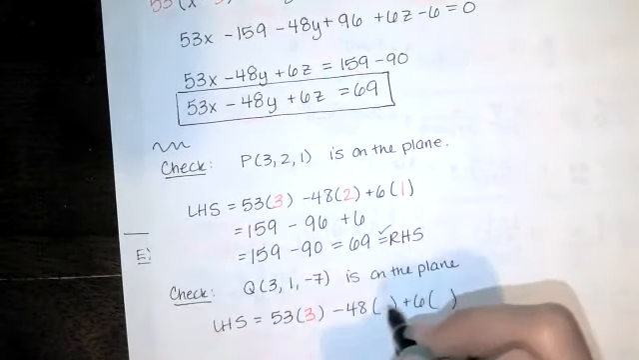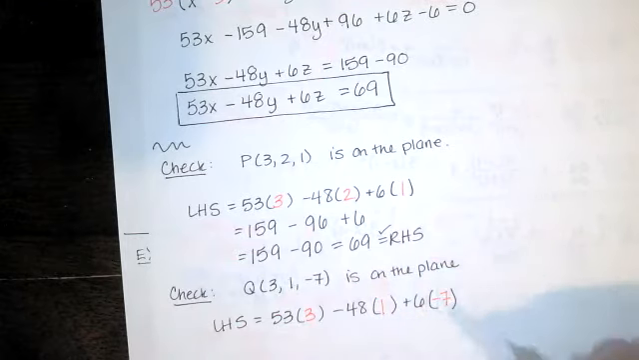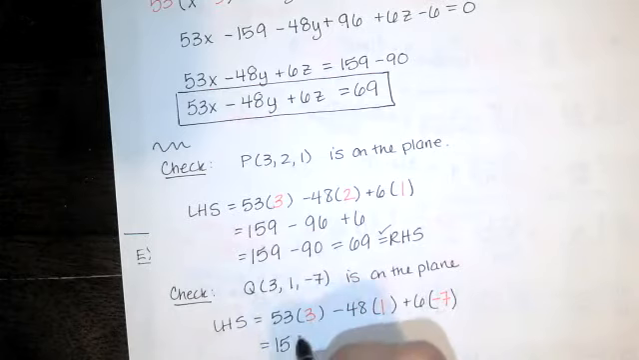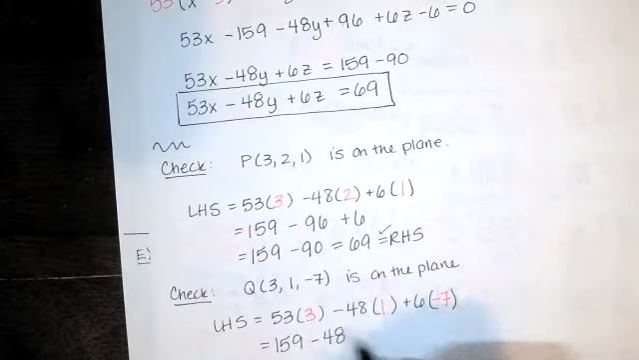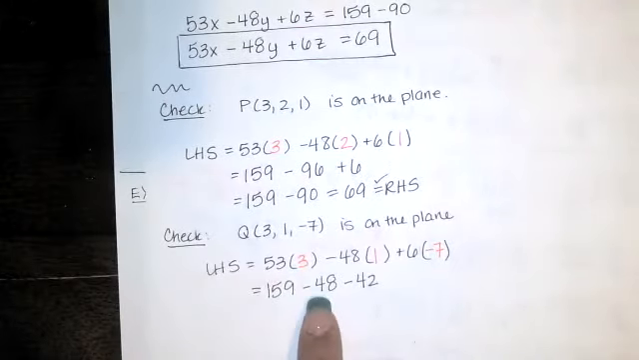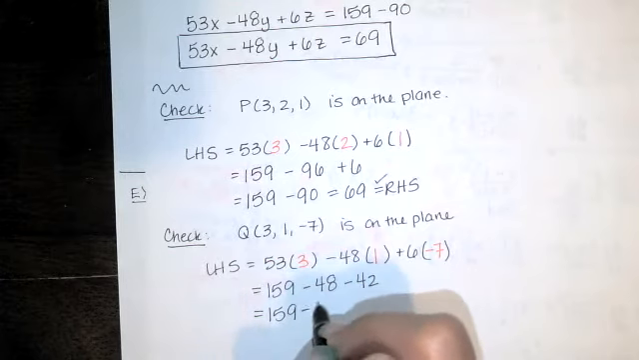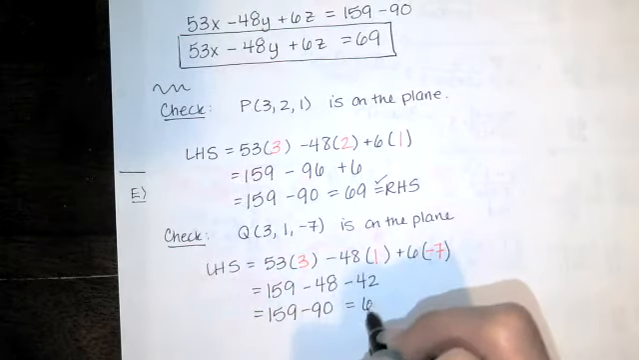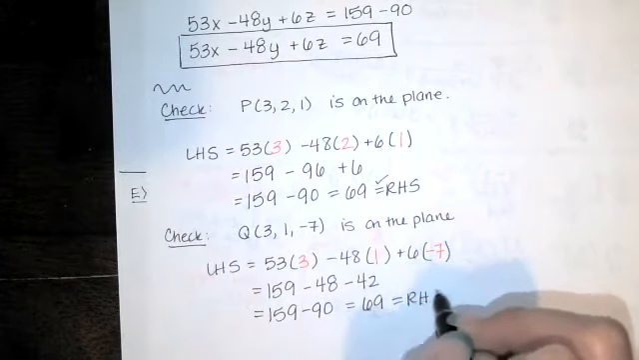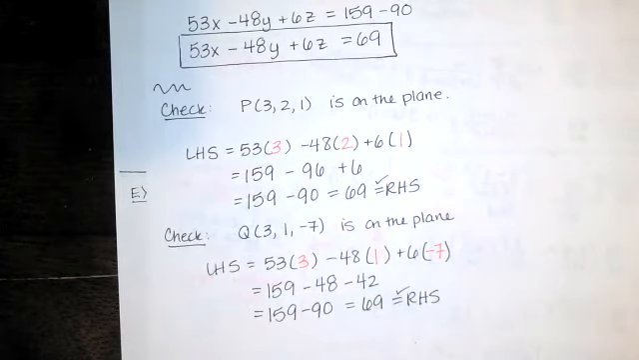Replace x with 3, replace y with 1, and z with negative 7. So we've got that 159 again. We're subtracting 48. We're also subtracting 42. And negative 48 minus 42 is negative 90. And so we get 69 there, which is the right-hand side. So that point is on the plane.